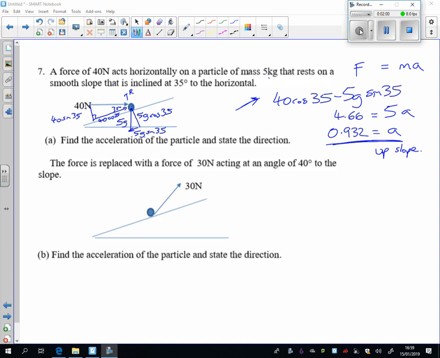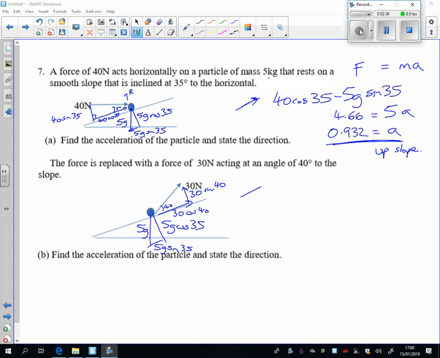So part B is a whole new question, really, isn't it? We've got the same force coming down, though. So that's 5g here, and again I'll split that up into 5g cos 35, and this bit down here, 5g sine 35. So the issue now is, what's this? It's acting at 40 degrees to the slope. So that's 40 degrees here. So going up the slope here I've got 30 cos 40, and coming away from the slope there I've got 30 sine 40.